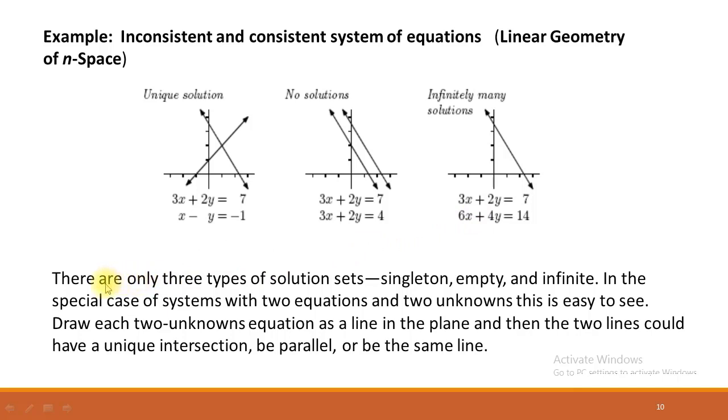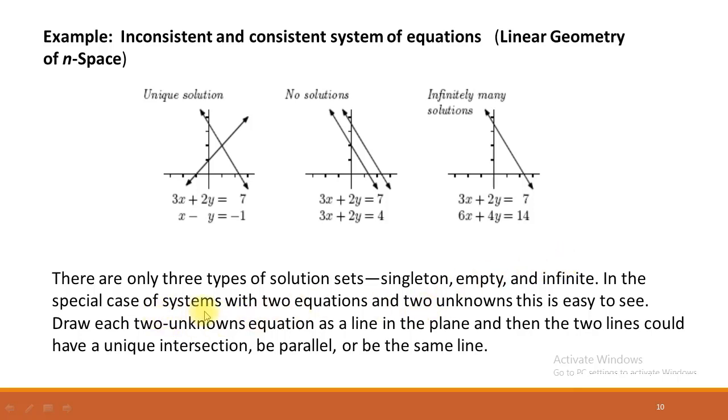Dear students, there are only three types of solution sets. One is the singleton set, which means that the system has a unique solution. The empty set of solutions means the system has no solution. And the infinite set of solutions means the system has infinitely many solutions.